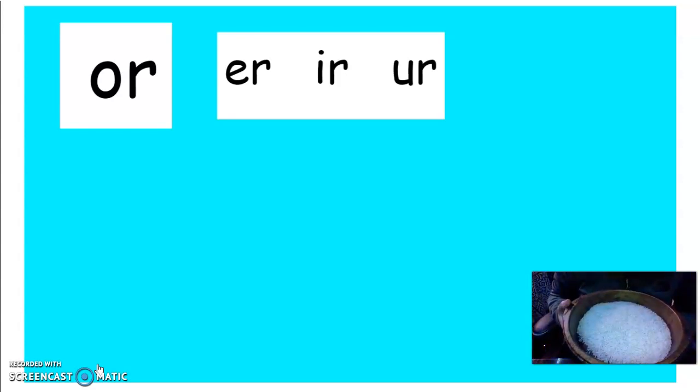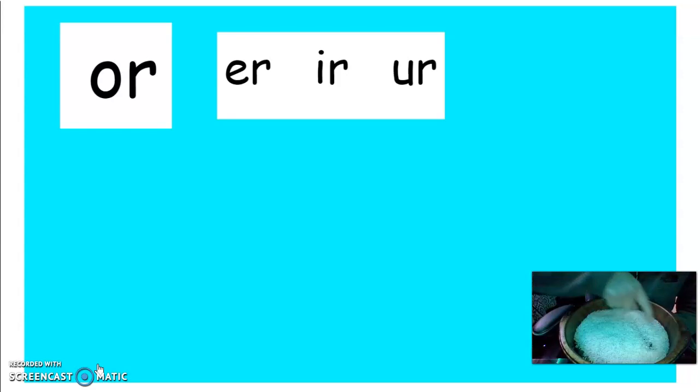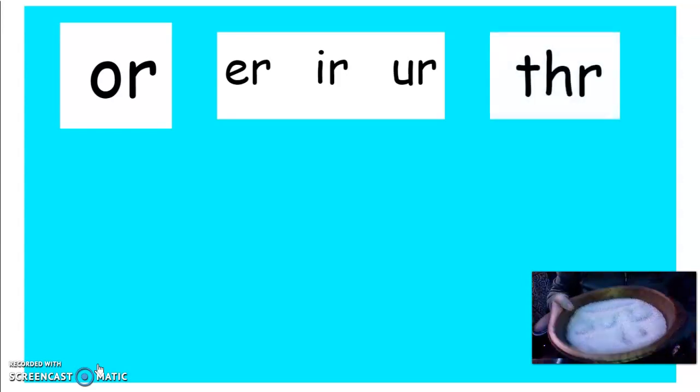Get your material ready. The next sound is the sound thur. Repeat that sound. Thur. Good, let's spell that sound. THR spells thur. Good job. Shake out your tray.